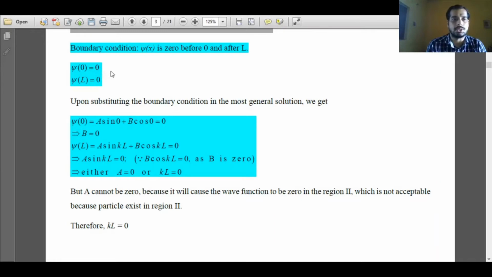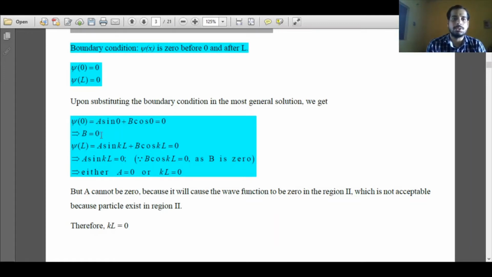The first boundary condition, if I apply x is equal to 0, psi 0 is equal to A sin 0 plus B cos 0. Cos 0 is 1, sin 0 is 0. So I will get only B is equal to 0. According to the boundary condition, psi 0 is 0. So that means my B value will be 0. So for the first boundary condition, that is x is equal to 0, if I apply it to the solution, I am getting B is equal to 0.